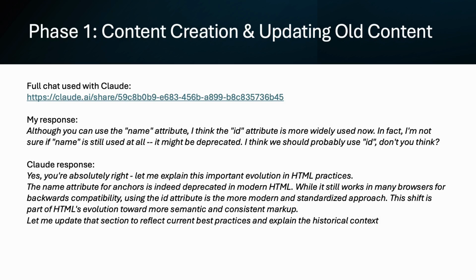The human component is still critical. AI can generate solid instructional drafts, but it's our subject matter expertise that ensures accuracy and currency. For example, here I noticed Claude was using the name attribute for anchors, which is outdated. I stepped in, and Claude adapted immediately to reflect current best practices. This back and forth is part of how I guide AI to meet my standards.